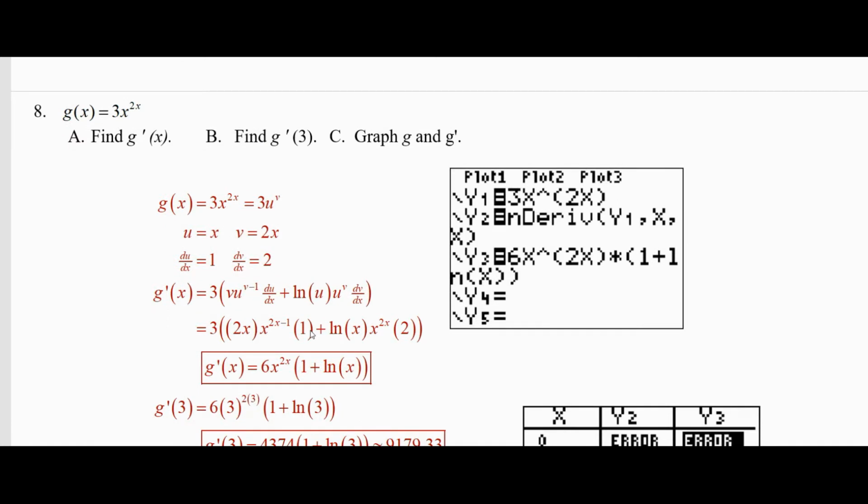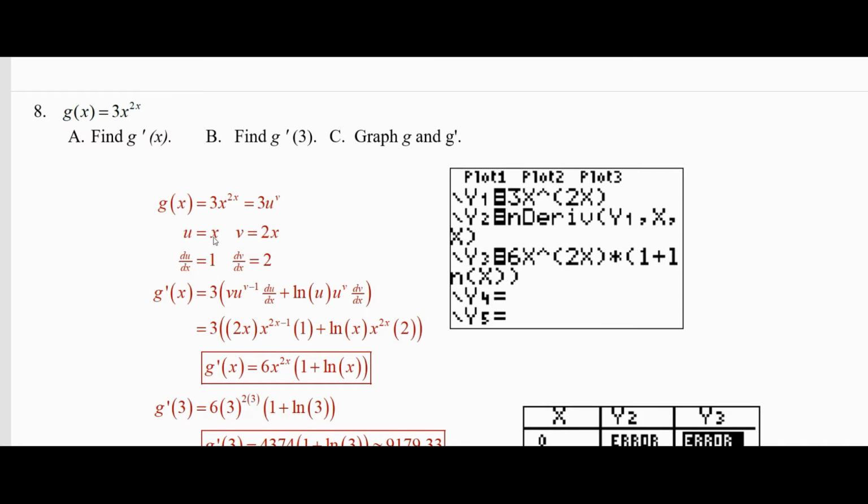All right, how about this one? g of x equals 3 times x to the 2x power. The 2x power is on the x. Find the first derivative, evaluate at 3. So g of x is 3 u to the v, where u is x and v is 2x. So this is going to be a generalized power exponential rule problem.